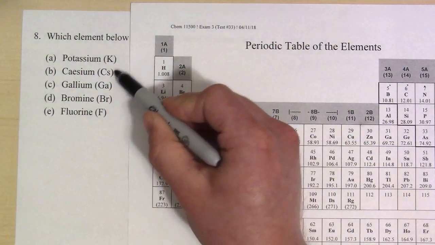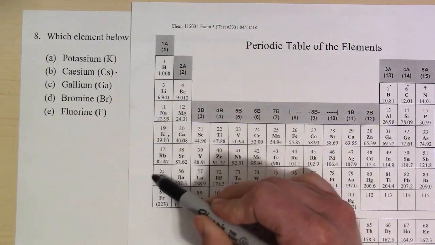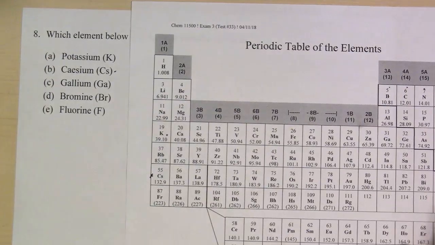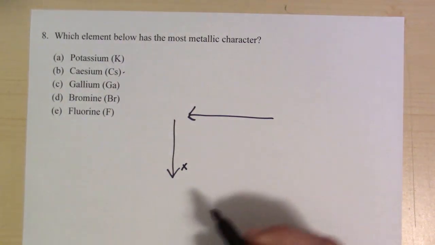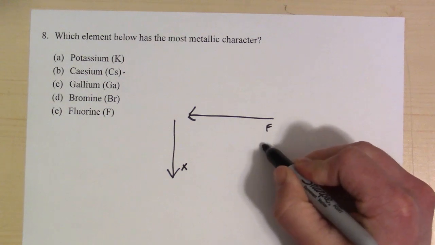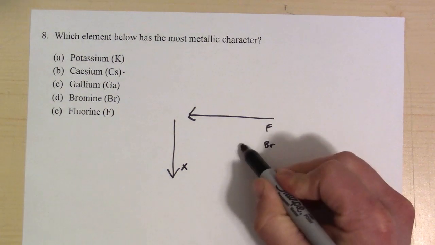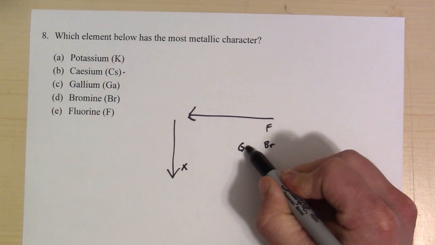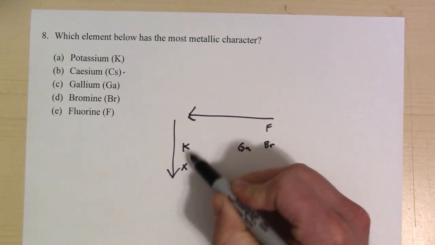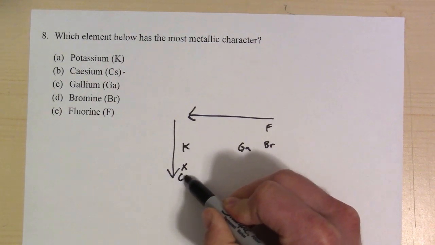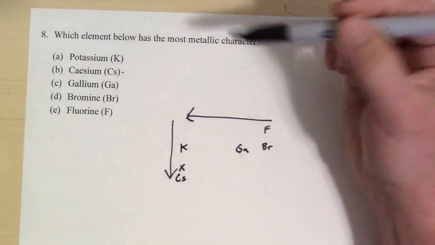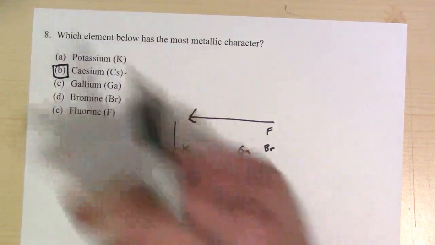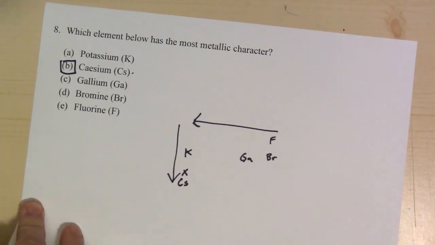But then we have cesium, and if we go down to cesium, that is going to be the most metallic because it is furthest down. So fluorine, bromine, gallium, potassium, and then where I've marked the X here is cesium. These elements all follow that trend, so the most metallic here is going to be B, and that is cesium.